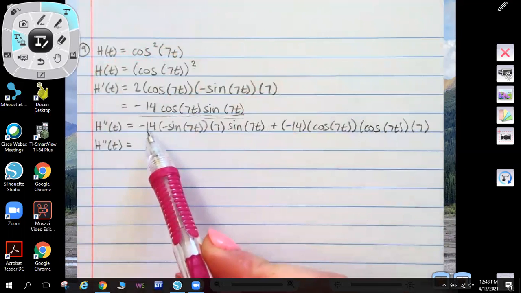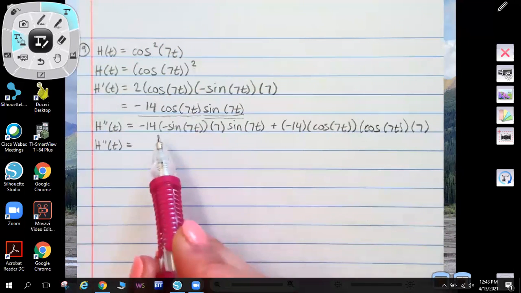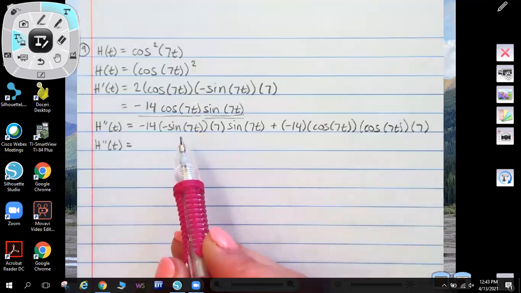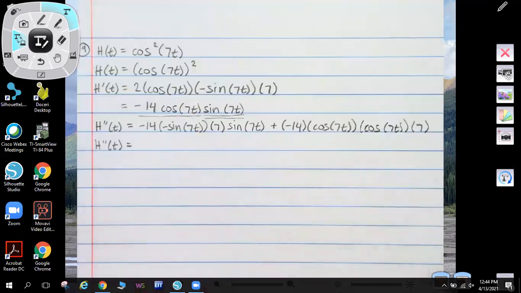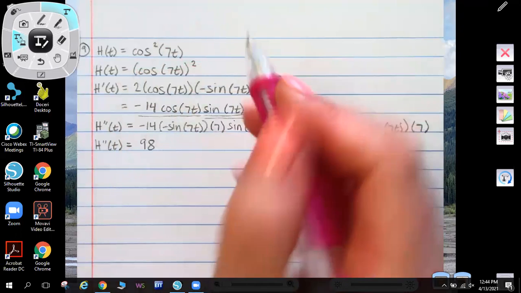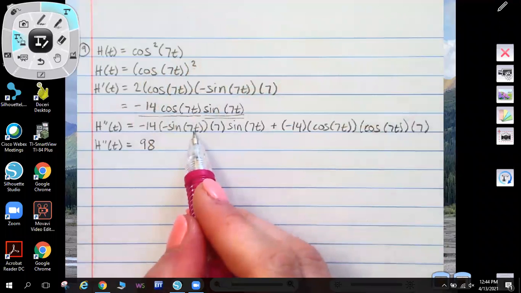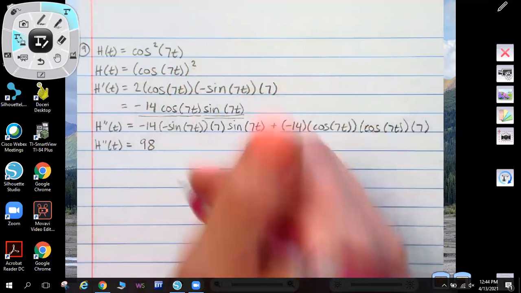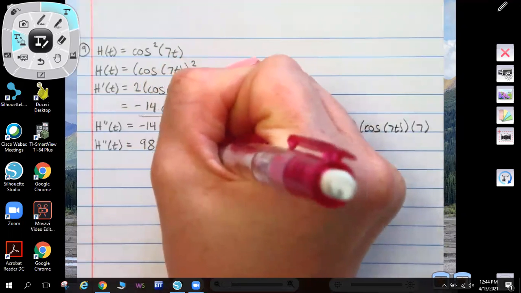Okay, we have negative 14 times 7 times another negative. So a negative times a negative, that will eventually be positive. And 14 times 7 is 98. So we have a positive 98. And then we have sine times sine. And because it's the same thing inside, it's both sine of 7t, we can write that as sine squared of 7t.